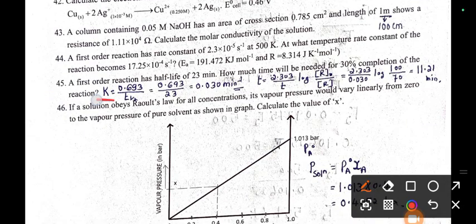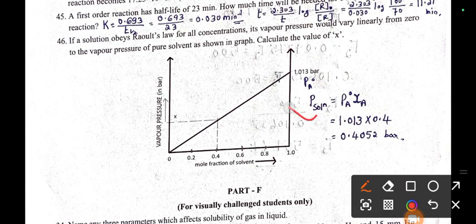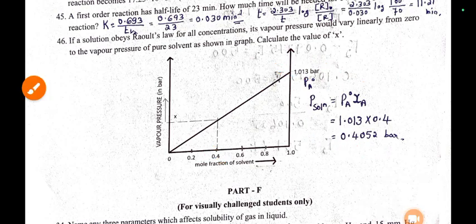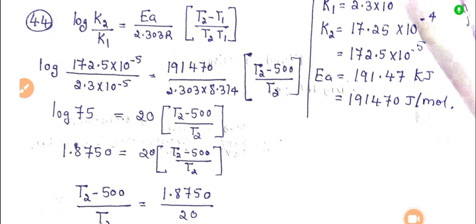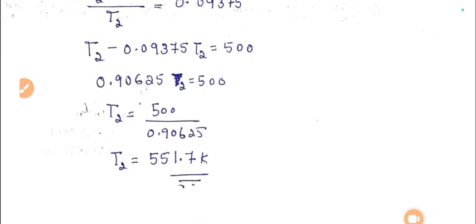45th question, first find out the rate constant k by using the half-life equation, then find out the time t from the first order equation. 46th question related to Henry's law, answer is there, partial pressure of the solution, PA naught value is given, and mole fraction 0.4, substitute and you will get the partial pressure of the solution. And 44th question, numerical related to energy of activation I have solved, you can refer here. T2 is 551.7 Kelvin.